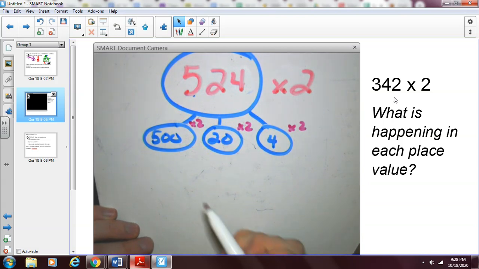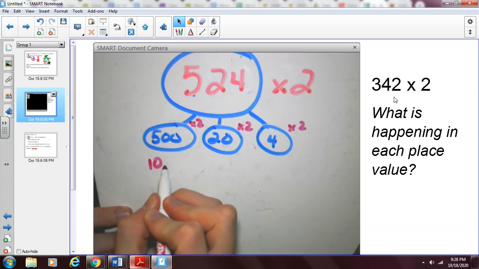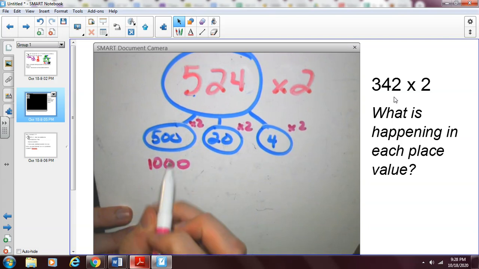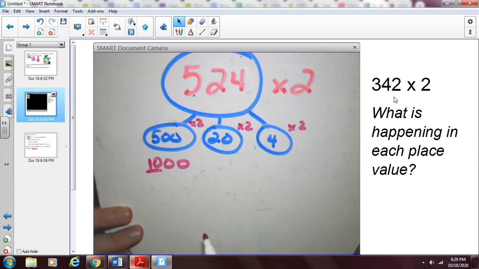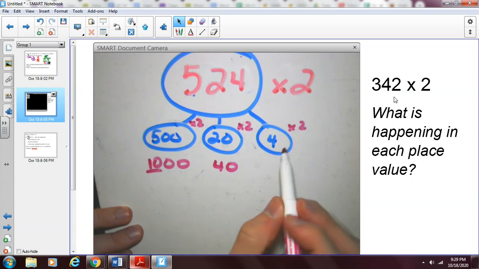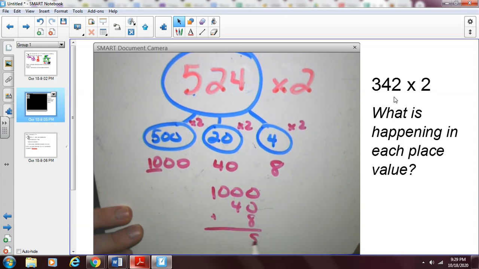And I'll write my answers. So 500 times 2. 5 times 2 is 10. There's my base fact. And then my 2 zeros appear afterwards, so 1000. 2 tens times 2 is 4 tens. And 4 times 2 is 8 ones. So when I add everything up, I have 1048. And that's using my number bond.